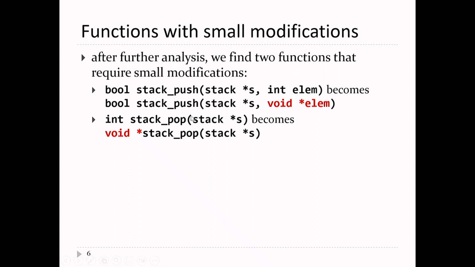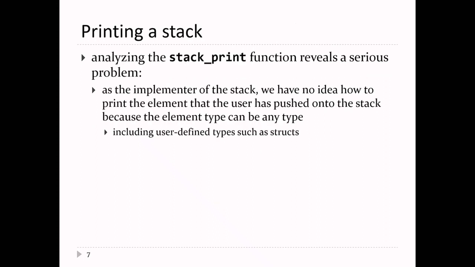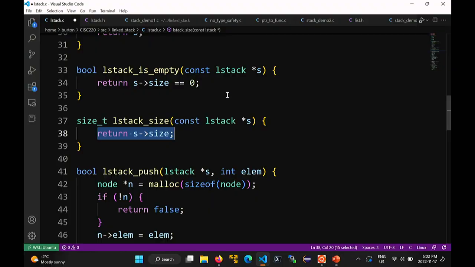So that's good. If you look a little bit deeper, you'll realize that any function that takes in or returns an element has to change. Push used to take in an int as its element, so now it has to take in a pointer to void. Pop used to return an int as its element. Now it has to return a pointer to void. So those changes are pretty straightforward too. But as soon as you look at print, you realize that there's a problem. So let's go look at print.